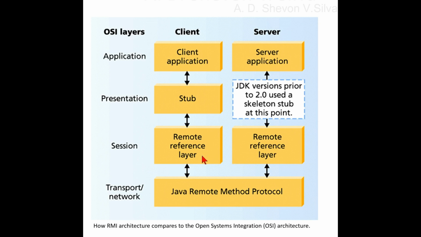Finally, the TCP/IP network protocol packets encapsulate the transport layer. The transport layer contains the Java Remote Method Protocol, JRMP, also called the wire protocol. This shows RMI's architecture maps easily to the layers of the more common OSI model.